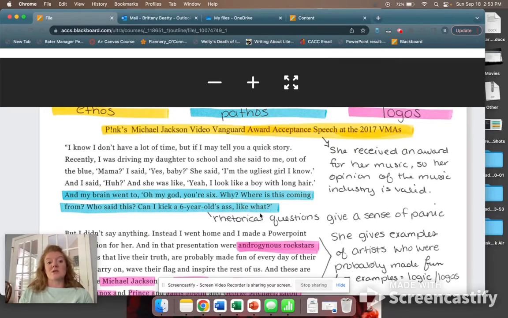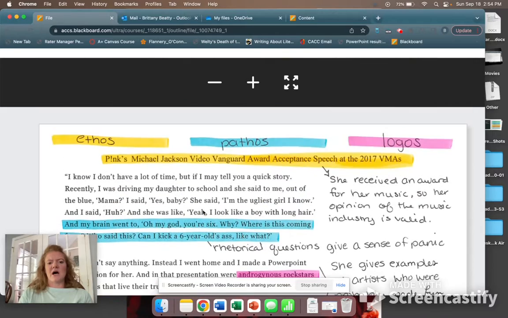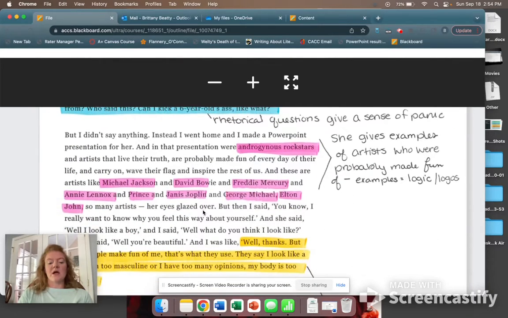All of those questions are rhetorical, meaning she's not looking for someone to answer her. But it's also a repetitive device. And because pathos is created through repetition, this blue section right here at the end of the first paragraph is an appeal to pathos. And then in the next section, we have a lot of logos here.